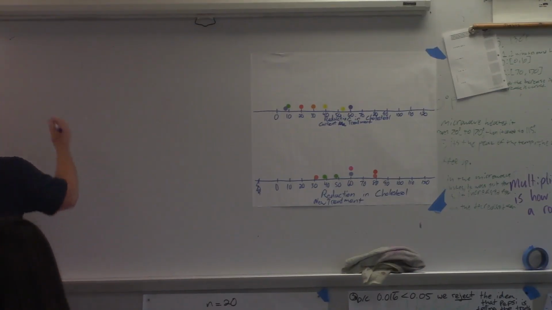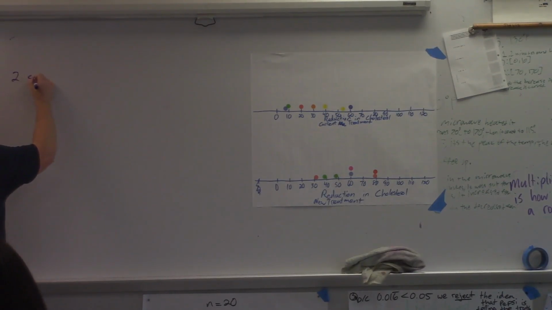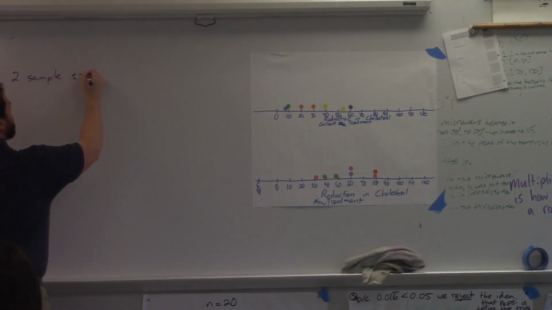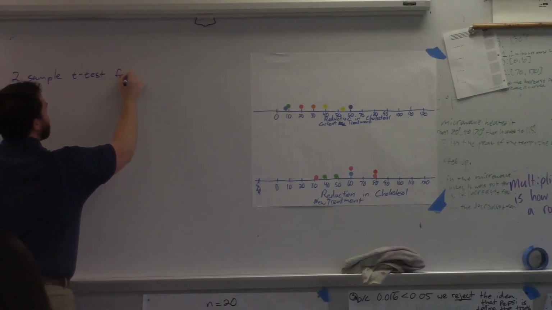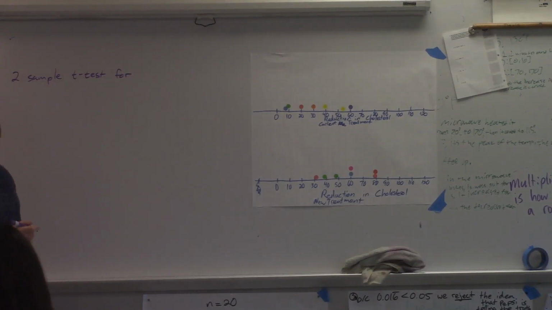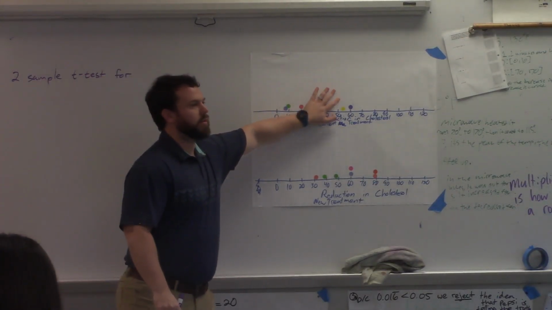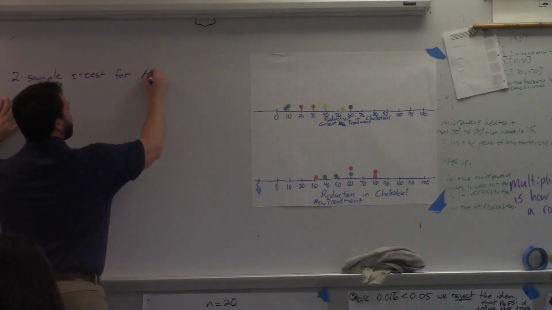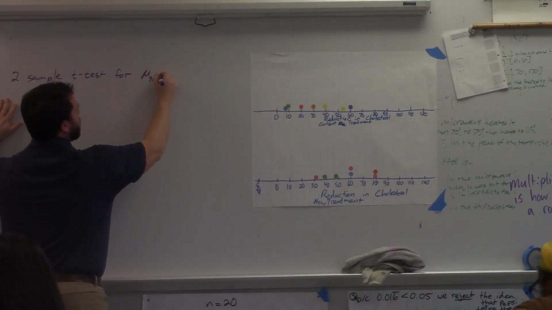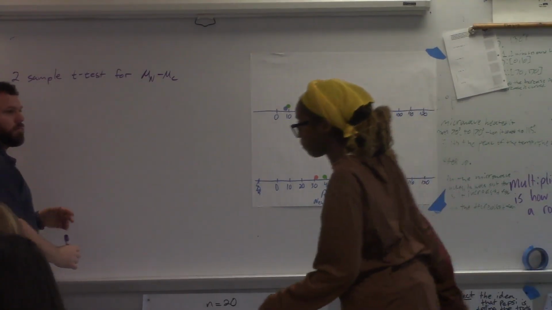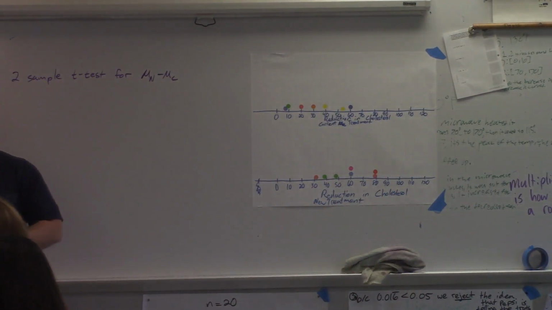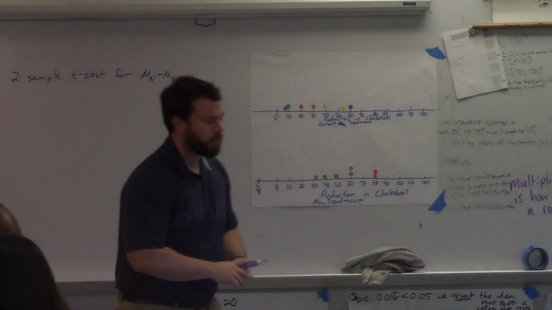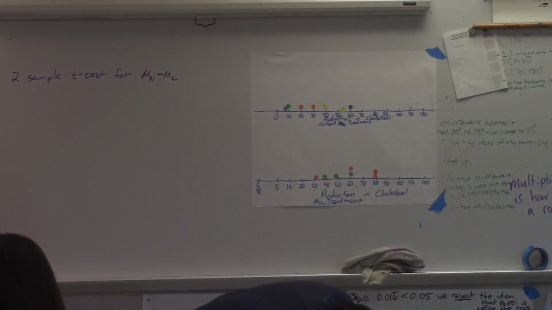Two sample t-test. So we need a 2-sample t-test for population means, for a difference in population means. Don't I have an x bar here and an x bar here, and what I'm looking at is a difference in those two? So mu_n minus mu_c. What do I mean by that? The new treatment versus the current treatment, right?